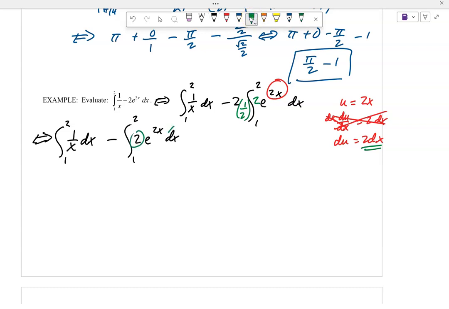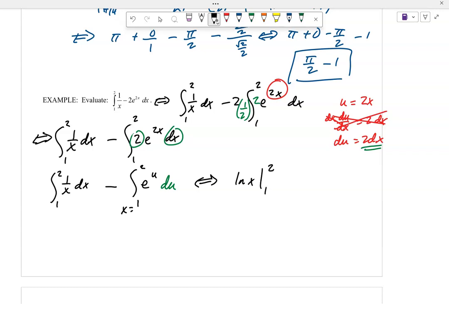Now remember, the 2 dx, that's my du. And then I have e to the 2x. Remember, 2x is my u. So I'm just integrating e to the u du. Right? That's why I did that u substitution. And this is x being 1 to x being 2. So let's see what we get. You should know the integral of 1 over x is just the natural log of x, and we're going from 1 to 2.